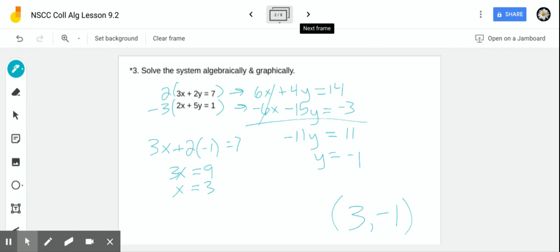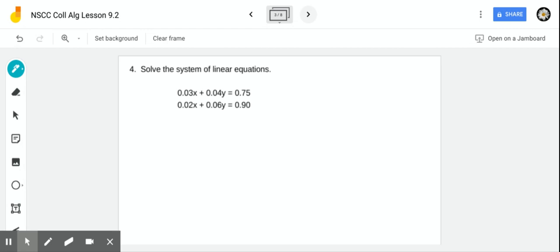Now, this says to solve the system graphically. To do that, you would graph both of these, and Desmos is a great way to do that. Just go over to Desmos, graph them both on there. They should intersect at the point (3, negative 1). I'll let you check that. We don't need to take the time to do that.